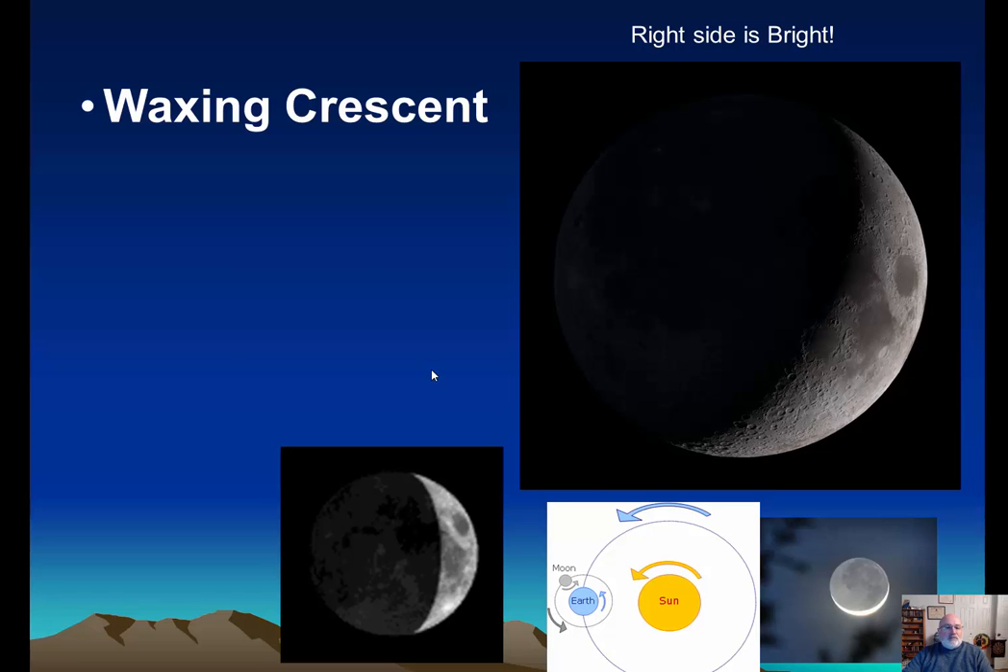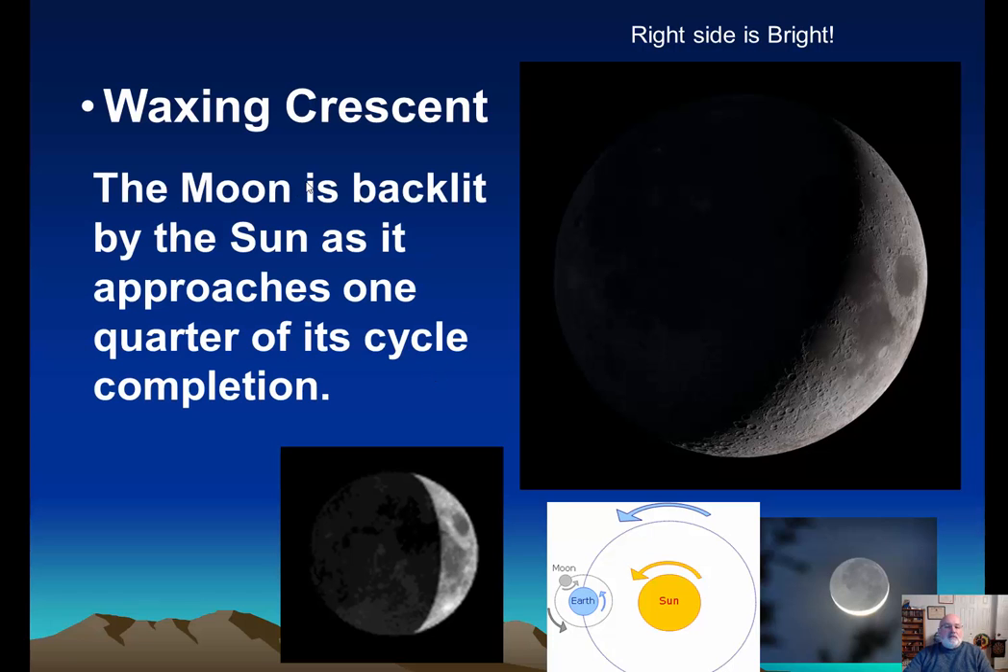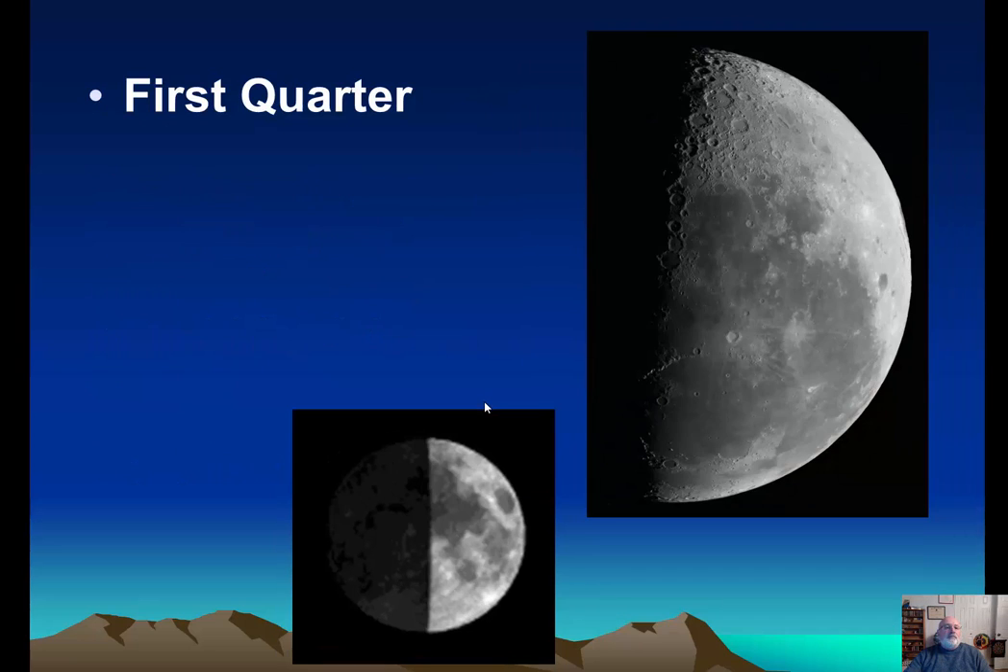So here's an example of a crescent moon. The moon is backlit by the sun. It approaches 1/4 of the cycle completed, and this is going to happen on days 2 through 6. So we get about a 5-day period, 2, 3, 4, 5, 6, where the crescent starts out really small and then gets almost to the quarter.